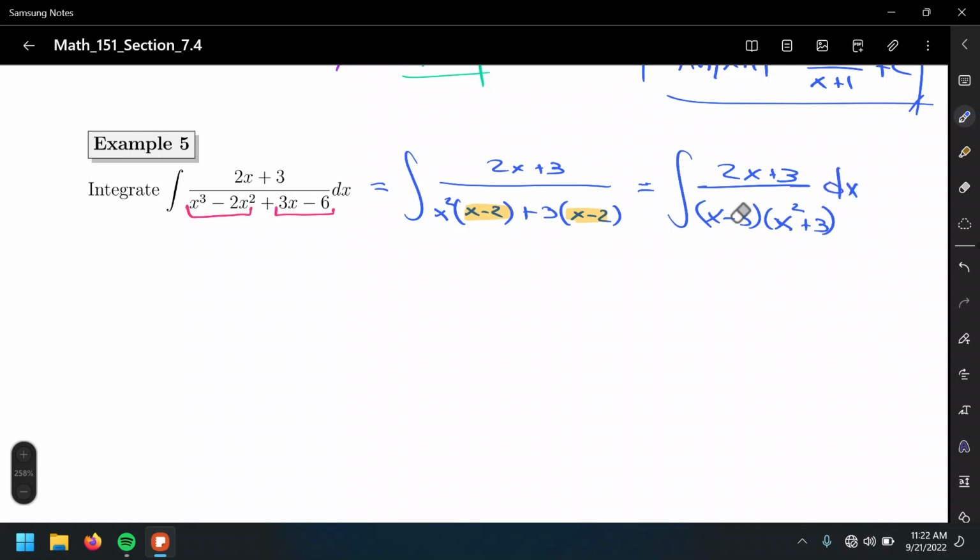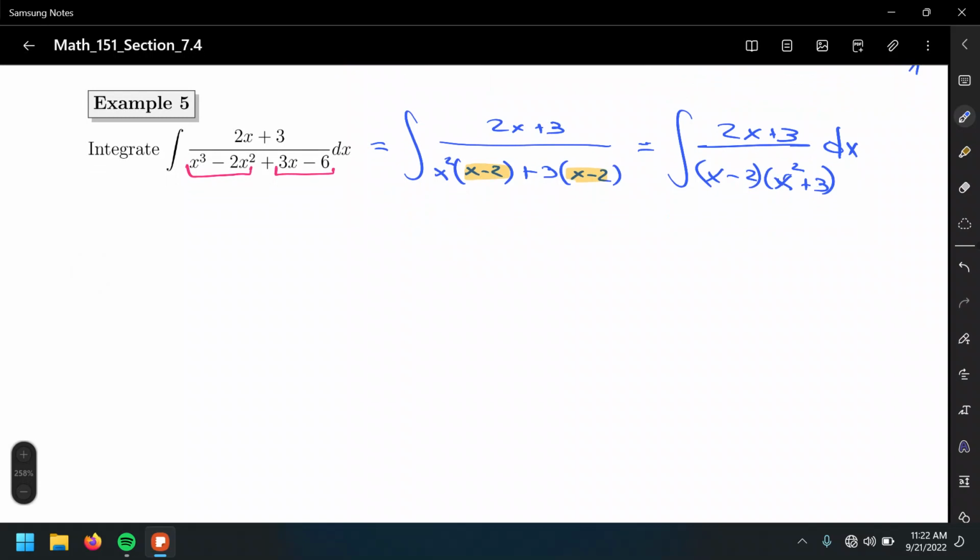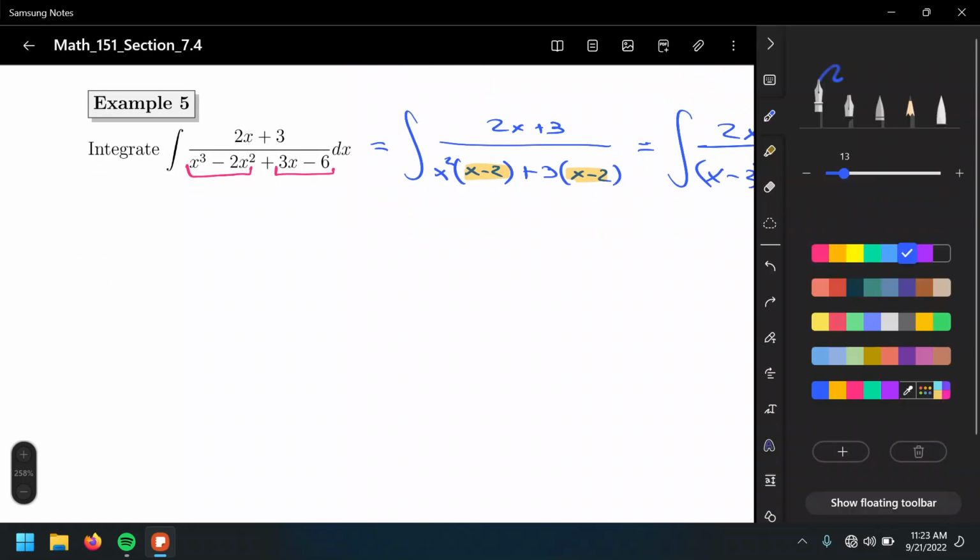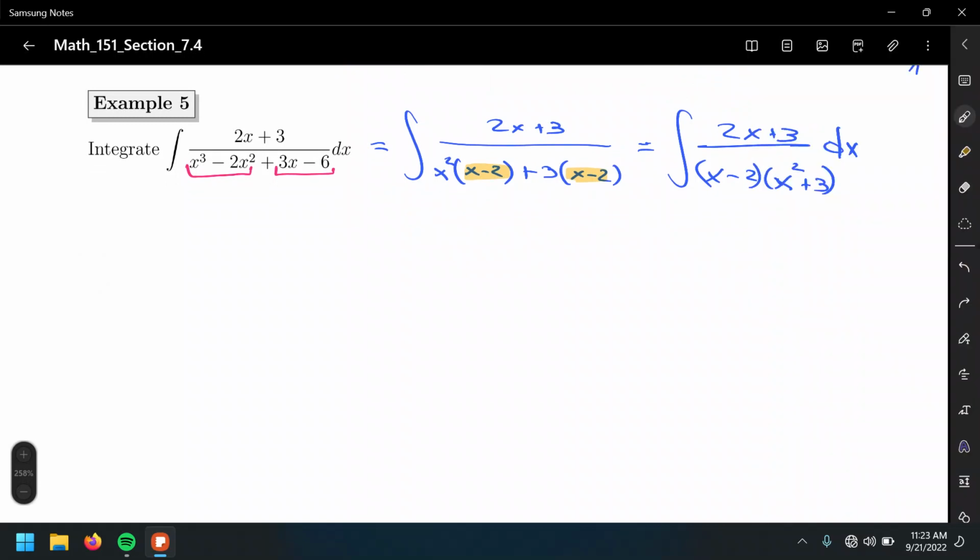That's what I meant, yes, but not what I wrote. Thank you. All right, so let's have a look at these different factors. X minus 2. What kind of factor is that? Linear. All right. X squared plus 3. Quadratic.